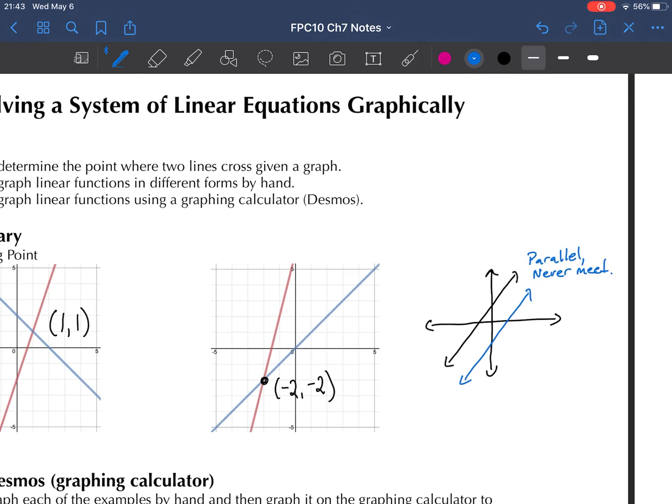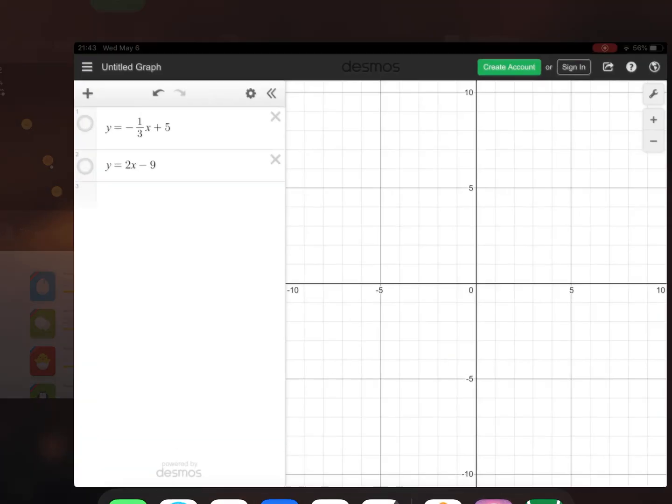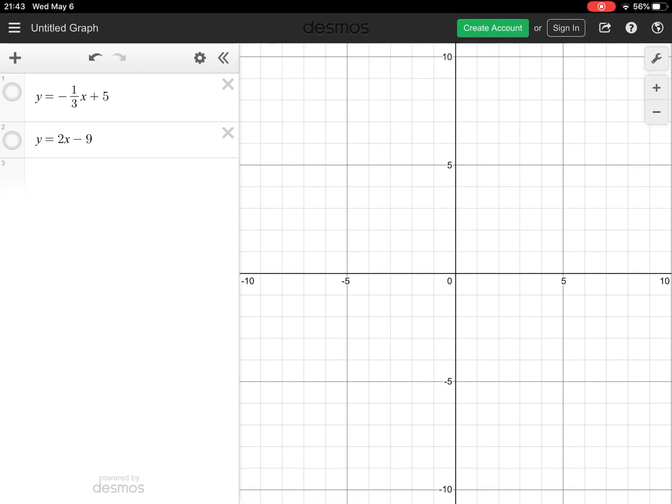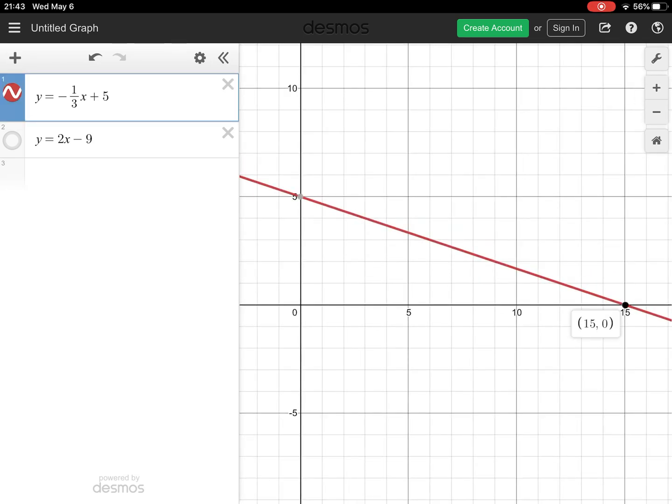So, you should be able to do this on Desmos. I'm going to switch over to Desmos now and show. So let's head on over to Desmos. Here I've got two equations set up. y = -1/3 x + 5. So I show that on the graph, and you can see it right there. You can see its y-intercept there. You can see its x-intercept over there.